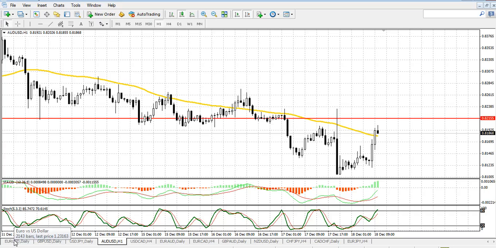Let's have a quick look at the roundup of the markets, and then we'll have a look at trend lines, how we can use trend lines to help us make decisions.